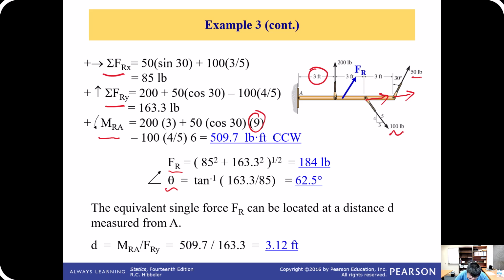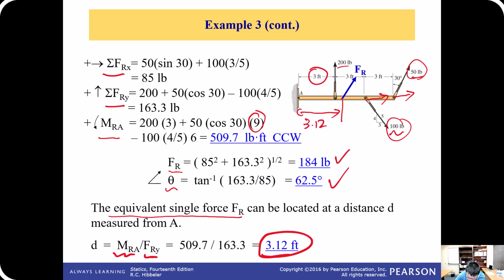So how to find the equivalent single force? We already know only the y component causes the moment on point A, which means we need to use the total moment over the FRY to find the distance. If you want to replace all the 3 forces with a single force FR, its magnitude is here, its direction is here, but where should we place the resultant force FR? We should place it somewhere here, to make sure its distance to point A is 3.12 feet. Okay, that's the meaning of the distance, 3.12 feet.